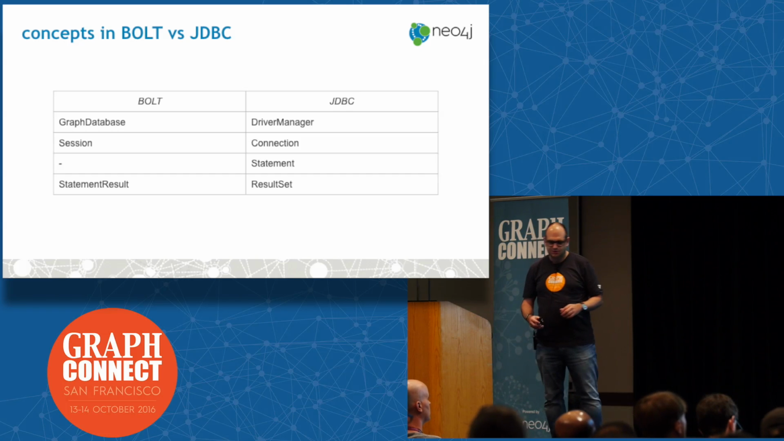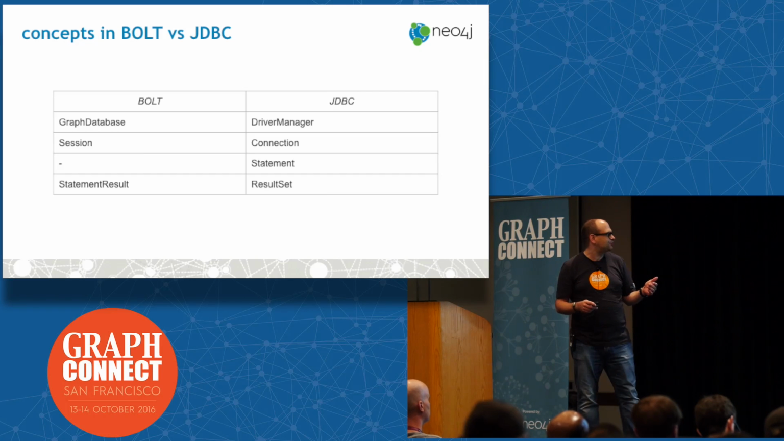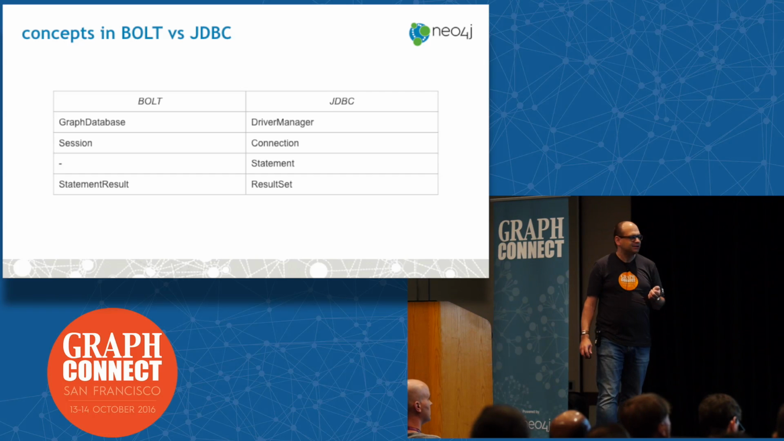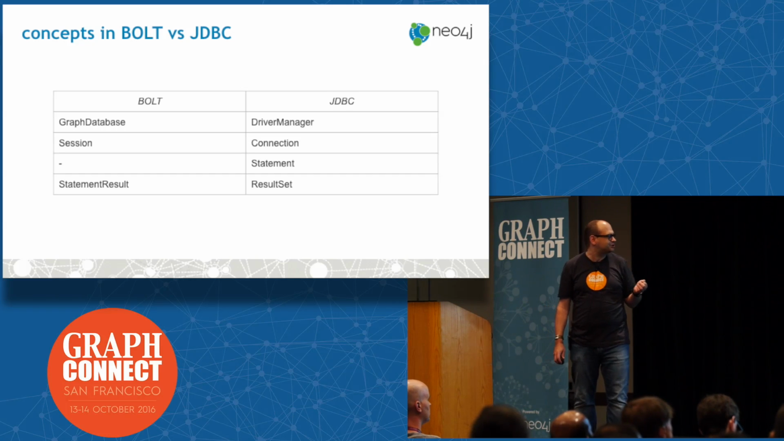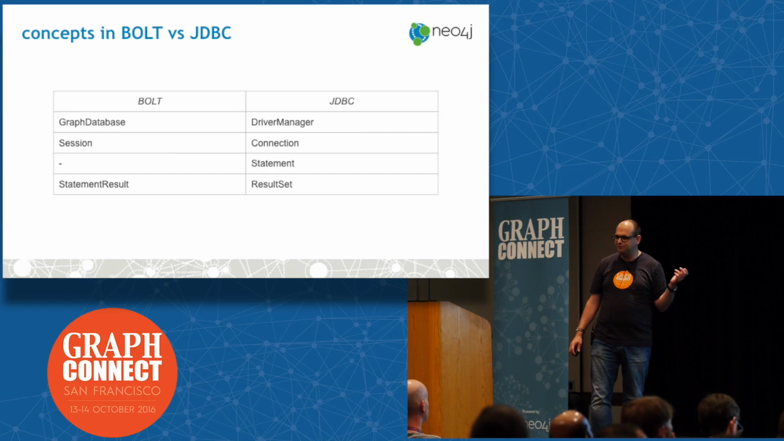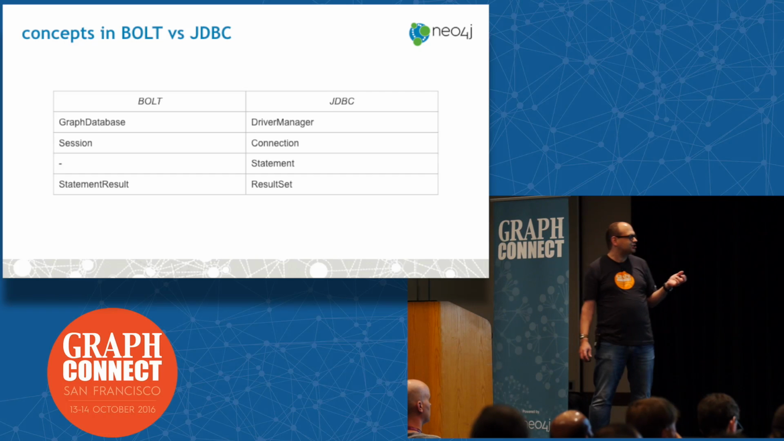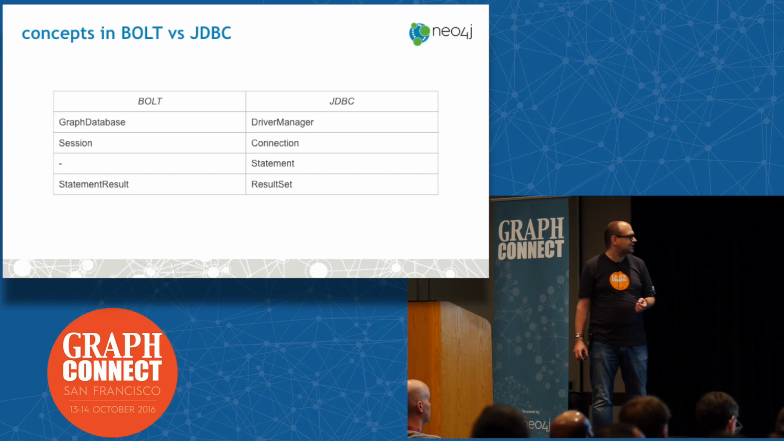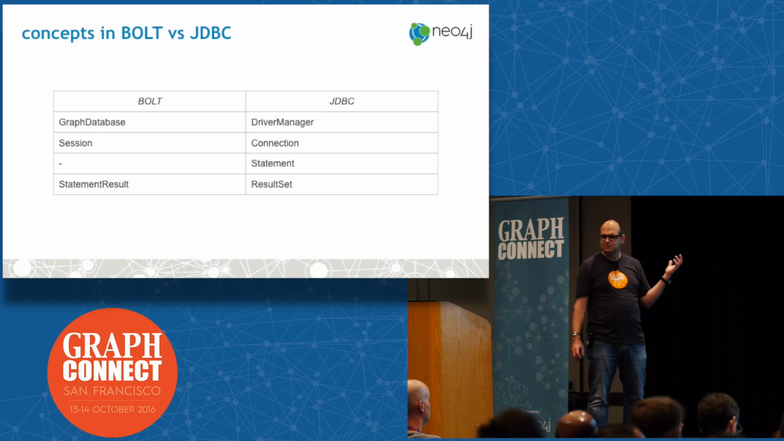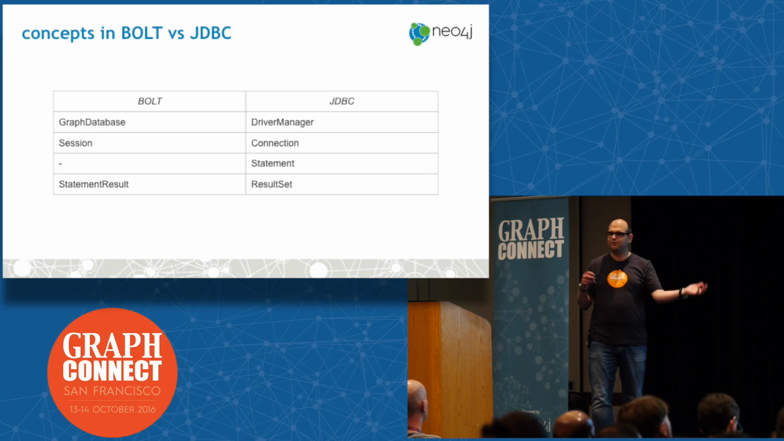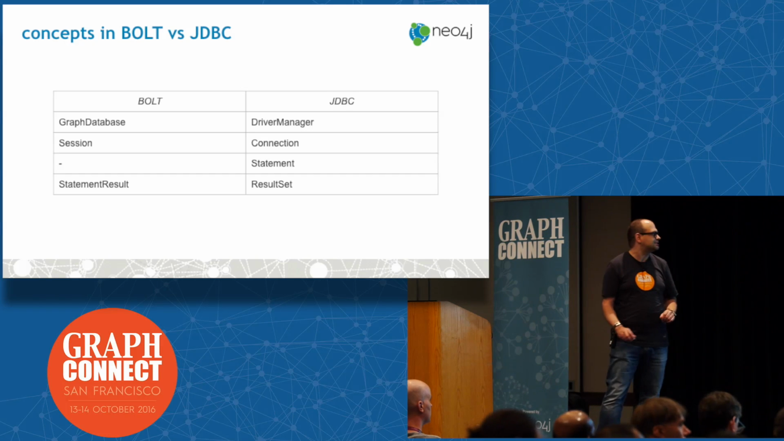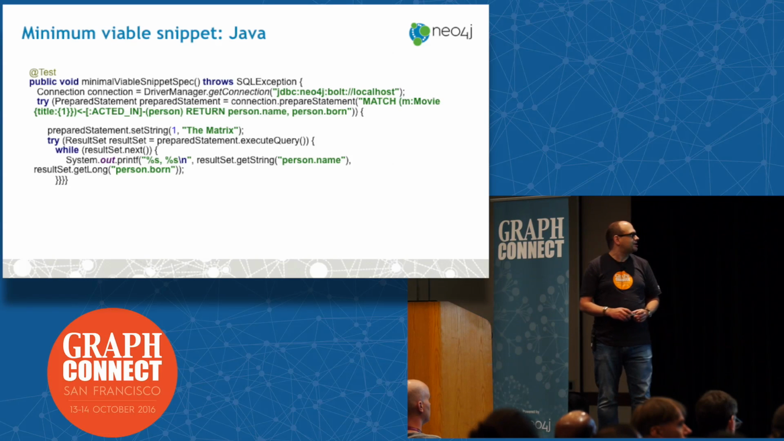So just to have the mental bridge between the Bolt protocol and JDBC: what in Bolt is the graph database, in JDBC is referred to as the driver manager. From the driver manager, you acquire a connection, which would be a session in the Bolt world. For the statement in JDBC, we don't have an exact class mapping, but the result set refers to the statement result. So if you know one API, you can easily infer what on the other side is referred to. Okay, so let's look at some code.